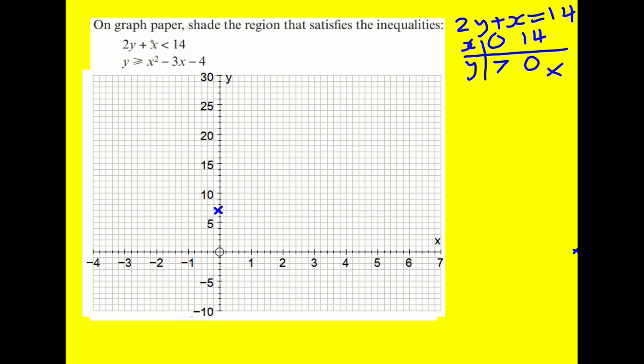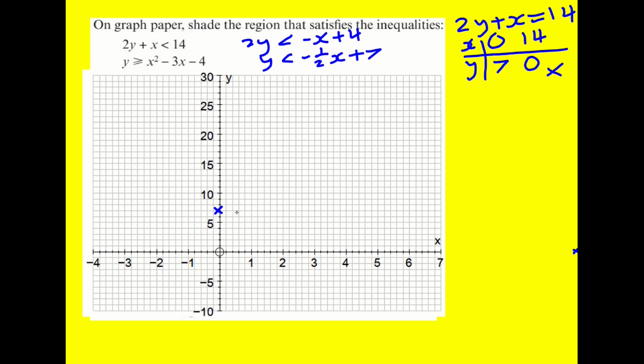Instead, I'm going to need to rearrange the inequality. So it's going to be 2y is less than minus x plus 14, and therefore y is less than minus a half x plus 7. And I'm going to be looking at drawing y equals minus a half x plus 7. So I've already got this intercept from before. And now this minus a half gradient means if I go along 2, I'm going to go down 1.